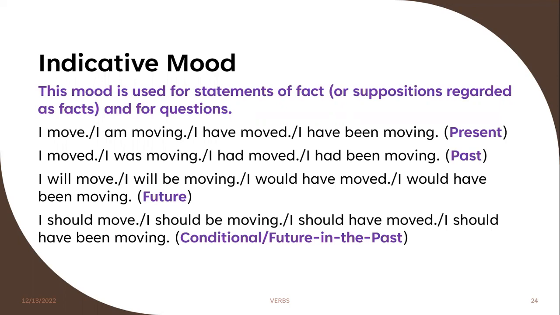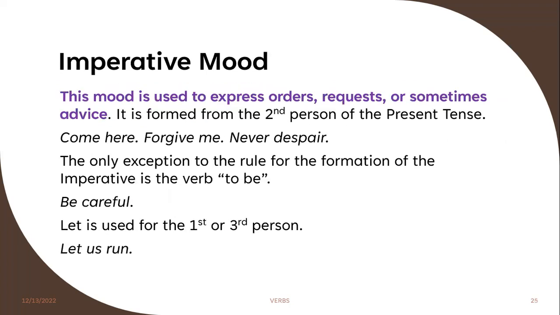As you can see, with the different tenses, there are different verbs to signal which tense is being used. Of course, you have present, past, future, and conditional, future in the past. And each of them has its own tenses as well. So this is for the indicative mood.